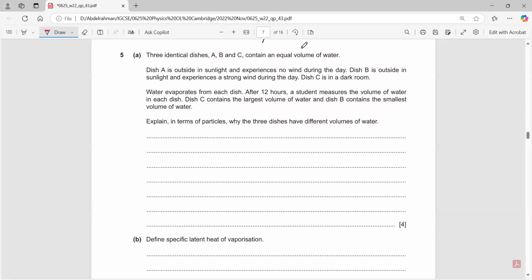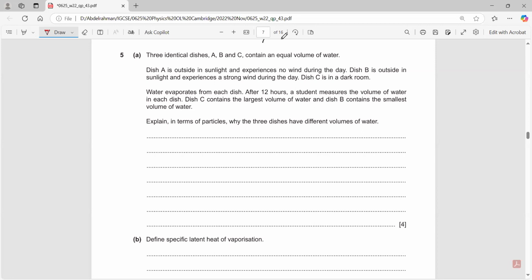Now, question five. Three identical dishes A, B, C contain equal volume of water. A is outside and in sunlight, experiences no wind during the day. Dish B is outside in the sunlight and experiences a strong wind during the day.